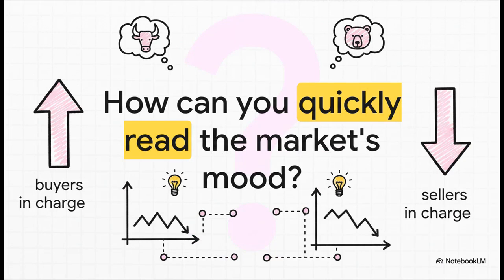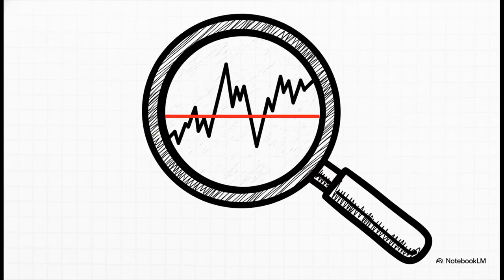All right, so picture this. You're staring at your charts, and you've got that one big question nagging you. Who's actually in charge here? Is it the buyers or the sellers? How can you just get a feel for the mood, the vibe of the market, without getting totally bogged down by 10 different indicators? Well, what if I told you the answer could come from watching just one key level?